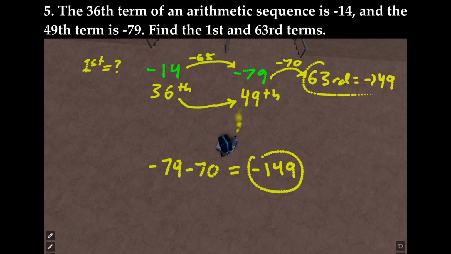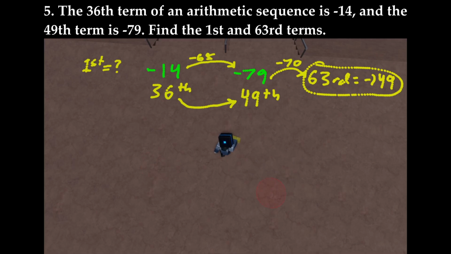And we're done with that part. Now let's go in the other direction. We need to find the first term. I'm going to use the 36th term as a starting point. So to go from the 36th term to the first term, how many times are we going to add, or in this case actually subtract, the common difference?